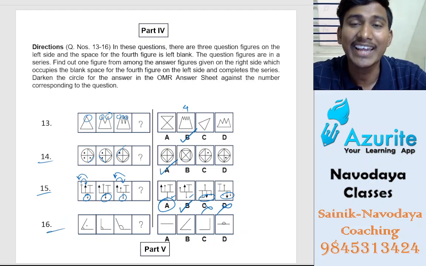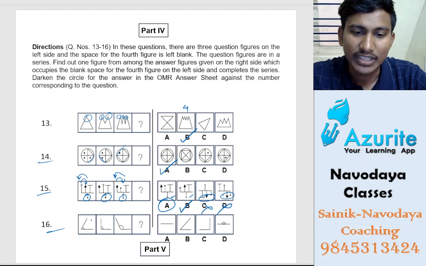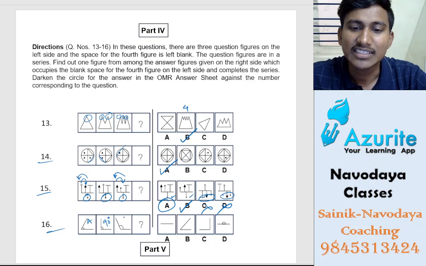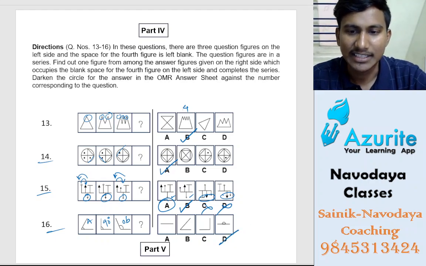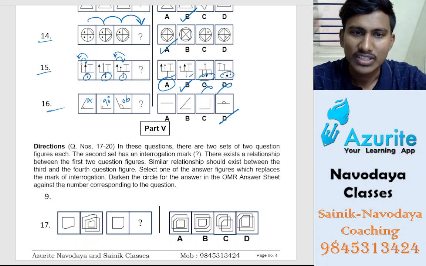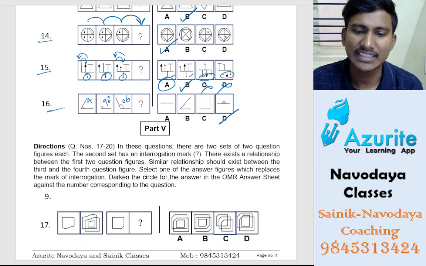What is happening? Angle. So it is acute angle. This is acute. This is 90 degree. This is obtuse, and then it will become straight line. That is option D is the answer, right? That is how you do. So see here, next question 17th is easy.